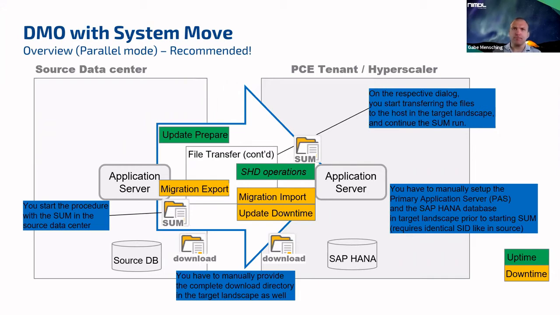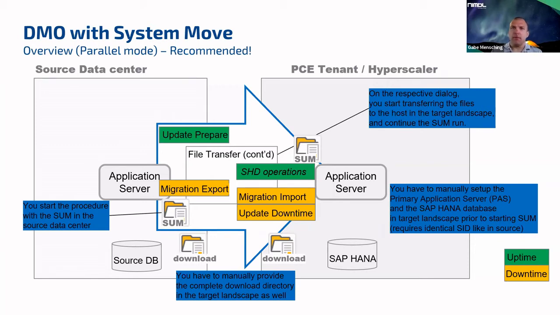So on the target, the SUM tool will execute all the shadow operations. Now, if you remember from the serial mode, those shadow operations happen in downtime, but in this parallel mode, it happens all in uptime. So once the shadow operations are complete, it's then kind of sitting there waiting to import the dump files that are going to be exported from the source system. So you're then going to enter downtime on the source system, and it'll actually start creating those export files.